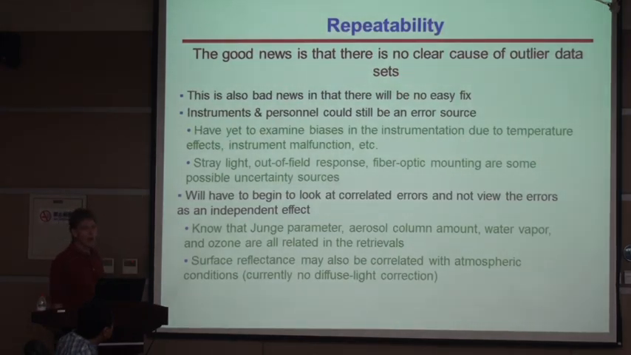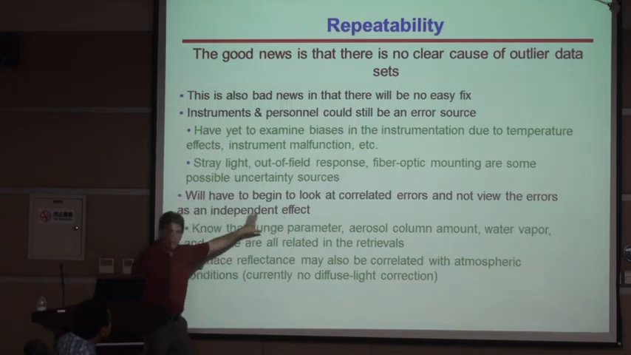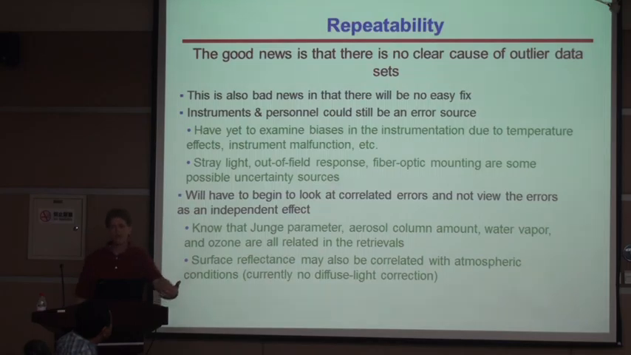Again, no clear cause. Bad news, there's no easy fix. The instruments and personnel, both are problems. We basically can start looking at the correlated errors. I've mentioned this multiple times. And this is going to be for the next generation of people doing this type of work, both in the product validation and in the instrument calibration work. And this will be especially important when you start trying to do comparisons between hundreds of systems doing the same kind of measurement approaches.